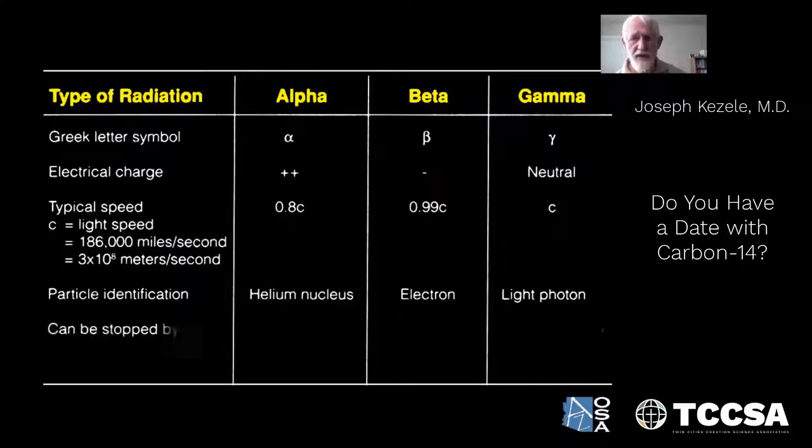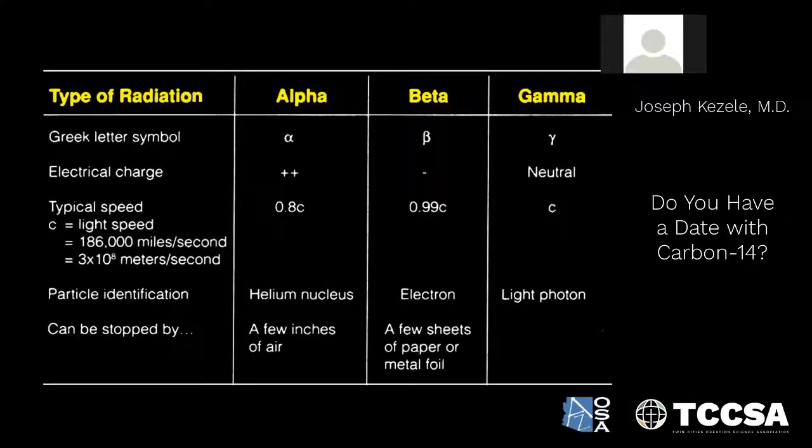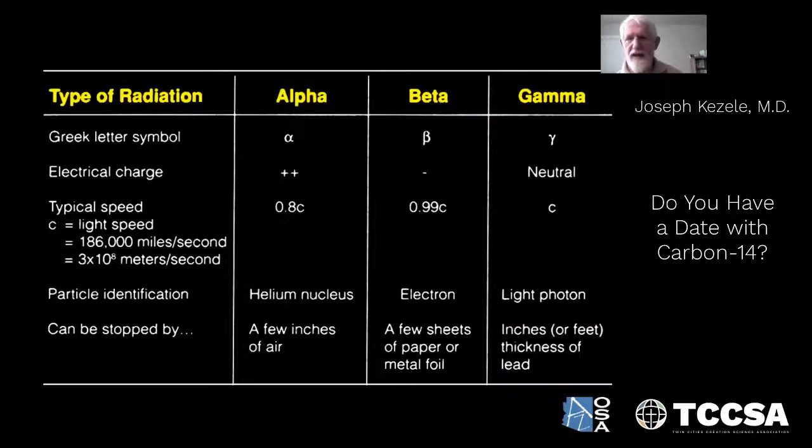Now, how to protect ourselves? The alpha particle can be stopped with a few inches of air. It's not dangerous. The beta particle, a few sheets of paper or thin metal foil, like aluminum foil. It's the gamma rays. Those take inches or feet of lead. So that's the puppy that is bad news.